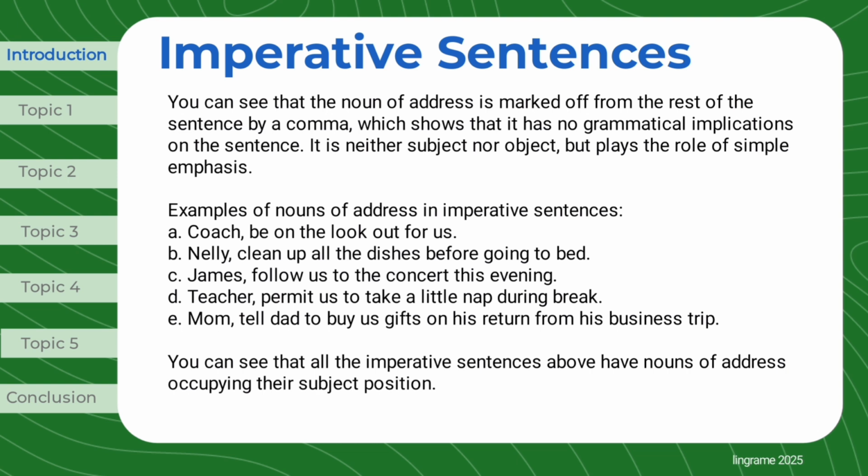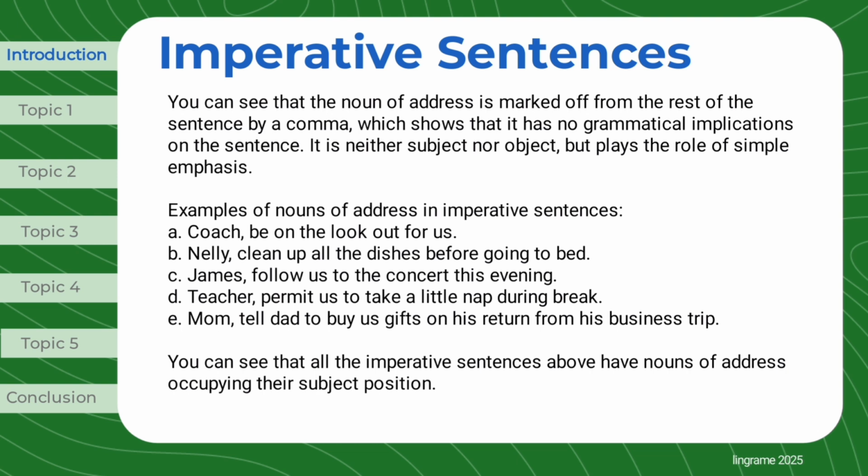Examples of nouns of address in imperative sentences: Coach, be on the lookout for us. Nellie, clean up all the dishes before going to bed. James, follow us to the concert this evening. Teacher, permit us to take a little nap during break. Mom, tell Dad to buy us gifts on his return from his business trip.